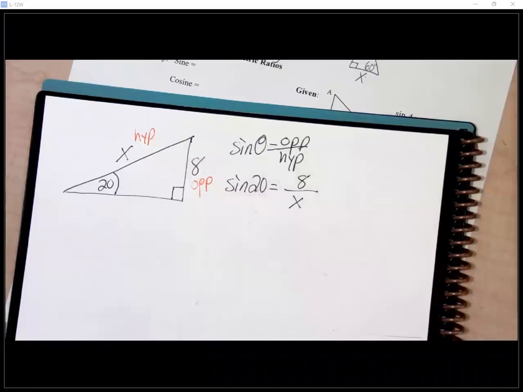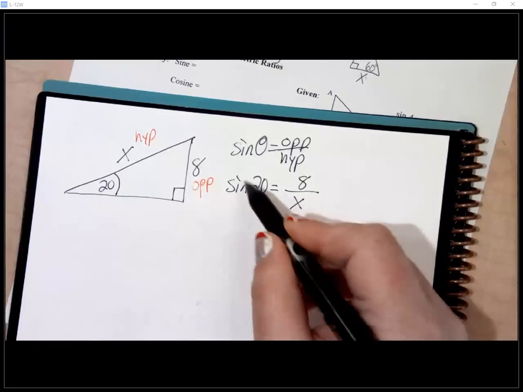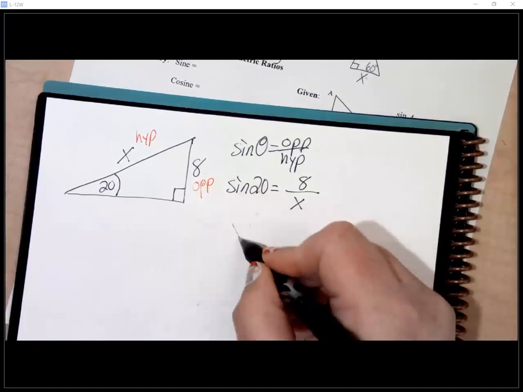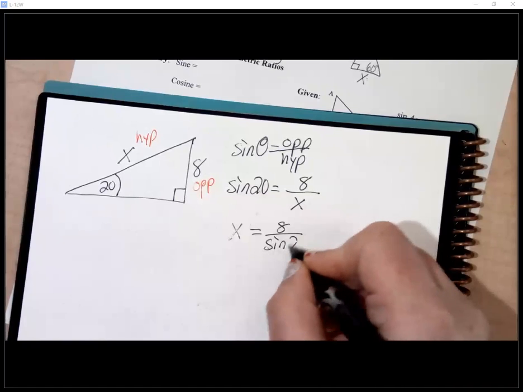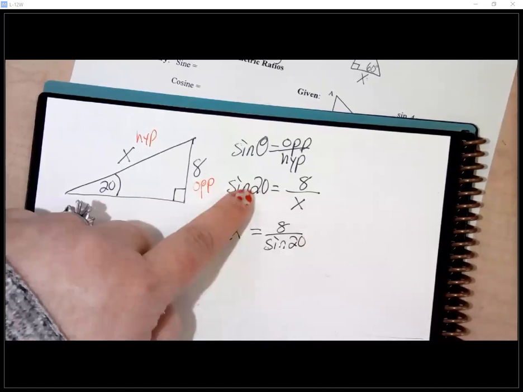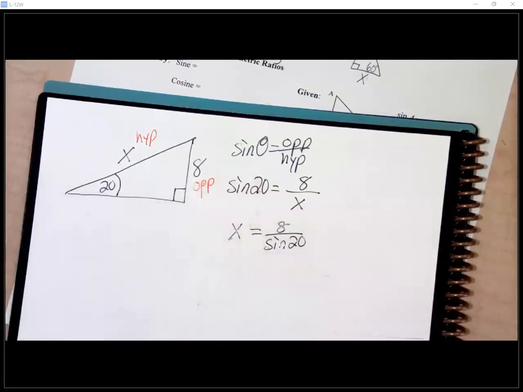No. But what you can do, if you remember from our ratio chapter, the last one, can't you swap any pair of diagonals? Couldn't I just pretend that this is over 1? And couldn't I just swap these two? So x is actually equal to 8 divided by the sine of 20. Do you see what I did there? I just literally took those two and swapped them. And now I can do that on my calculator.